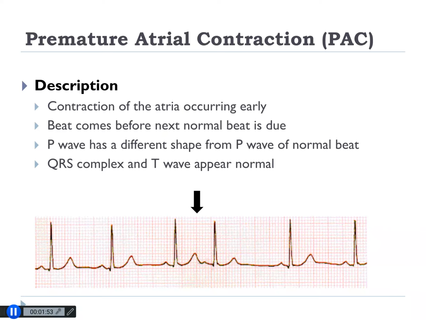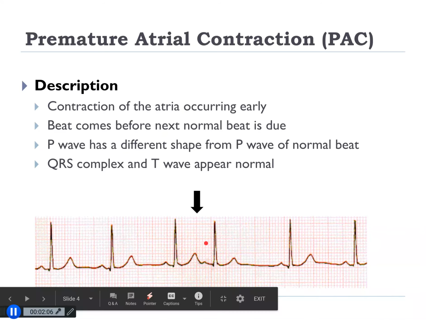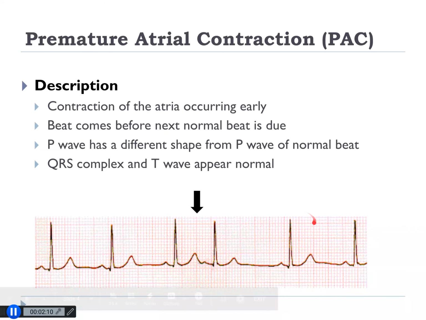And then the QRS complex and the T wave are going to appear normal because it does conduct along the conduction pathway normally. So you have your normal rhythm going along here, normal P waves, and then all of a sudden you're getting an early QRS here before it would have come on its own.